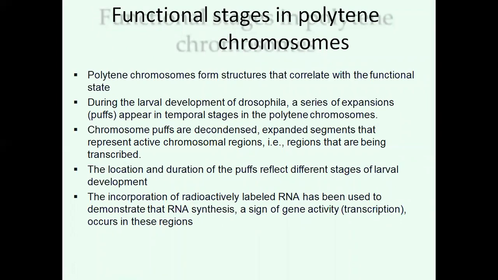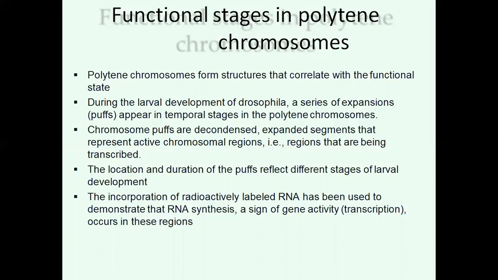Now, the functions of the polytene chromosomes. Polytene chromosomes form structures that correlate with the functional state. During the larval development of Drosophila, a series of expansions appear in temporal stages in the polytene chromosomes. In certain places, the chromosome develops lateral loop-like structures. They are called chromosomal puffs or Balbiani rings. These chromosomal puffs are decondensed, expanded segments that represent active chromosomal regions.